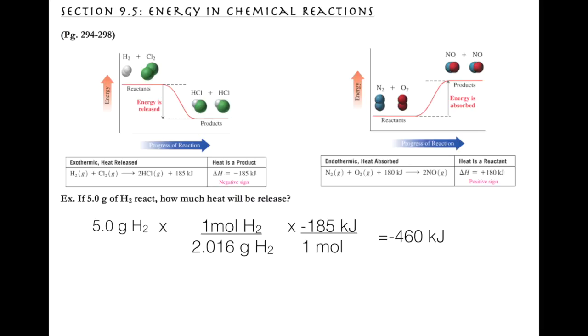And so for these problems, it's very similar to the other stoichiometry problems you have, except you have one new conversion factor, which is the heat, which is kilojoules per mole.